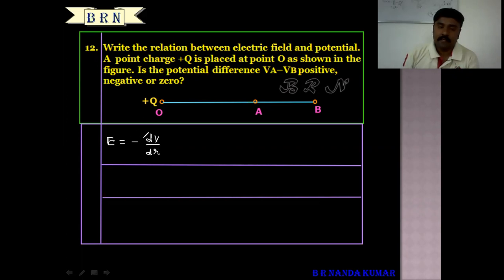Actually negative sign indicates electric potential decreases in the direction of electric field. So the value of V decreases, electric potential decreases in the direction of electric field. That is the significance of negative sign. dV divided by dr is called the potential gradient. That means the rate of change of potential with respect to distance. That is called the potential gradient. Okay, so this is a relation connecting between electric field and electric potential. E is equal to minus dV divided by dr.